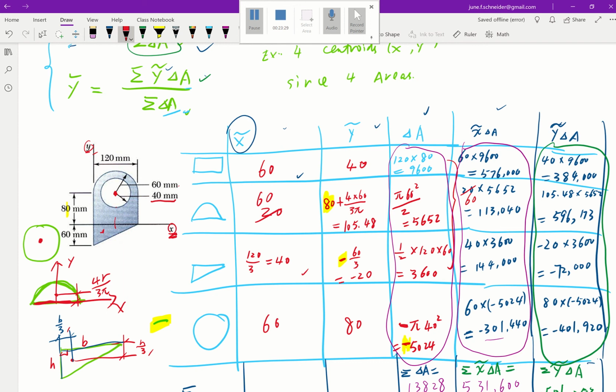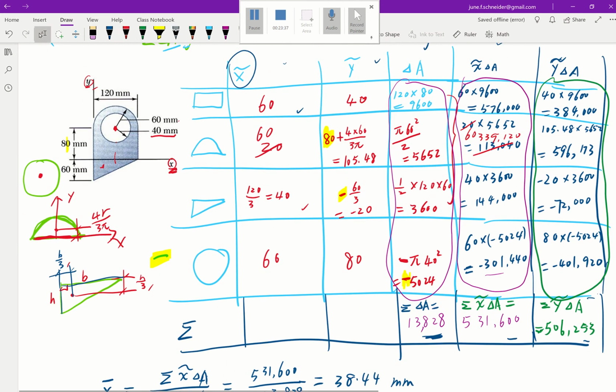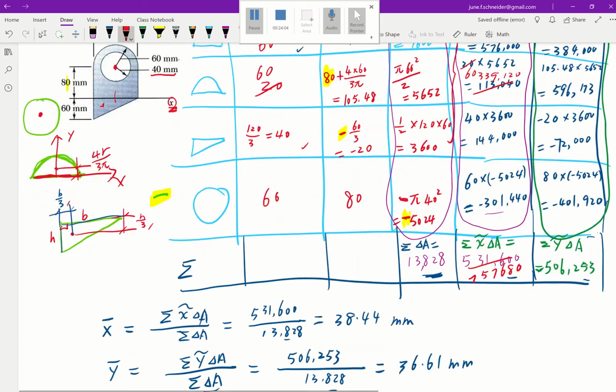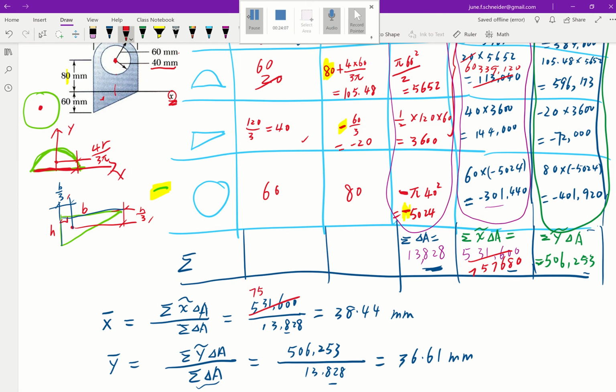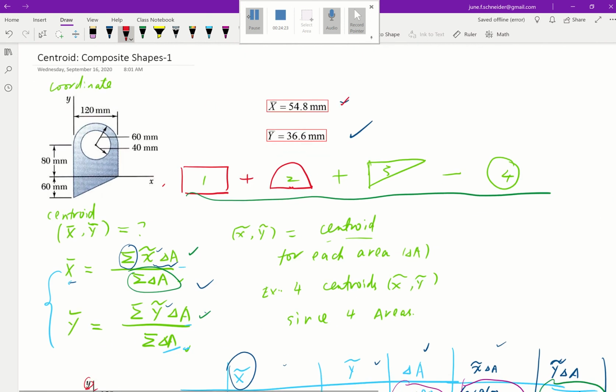5652 times 60 will get this value to be 339120. So this old value will not be correct. I'm going to add this value one last time. 576,000 plus 339120 plus 144,000, then minus 301440. That will give me the answer as 757680. Then we'll divide by this area, 13828. Then the answer will be 54.8, and that's exactly what we have over here.